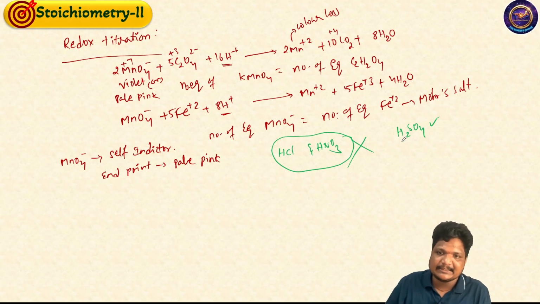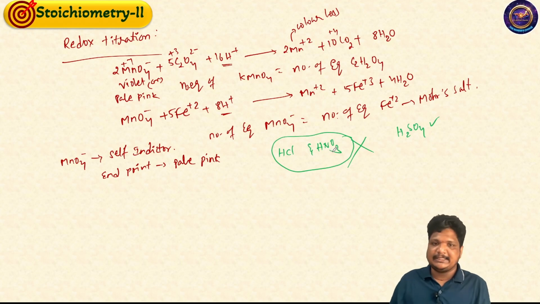Whereas in the case of HNO3, which is a strong oxidizing agent. Because of this, HCl and HNO3 are not used for the titration of oxalic acid versus potassium permanganate, as well as Mohr's salt versus potassium permanganate.